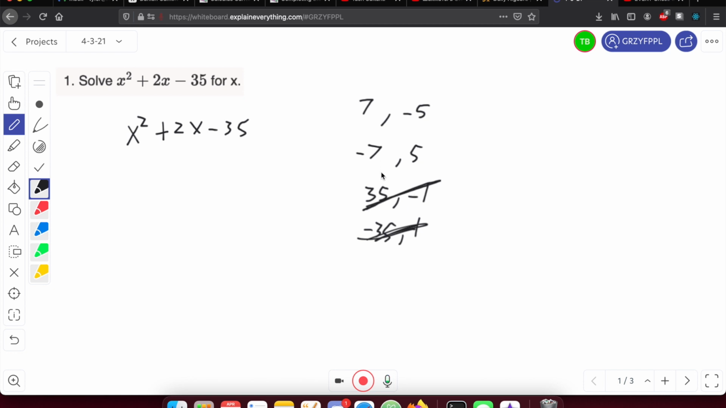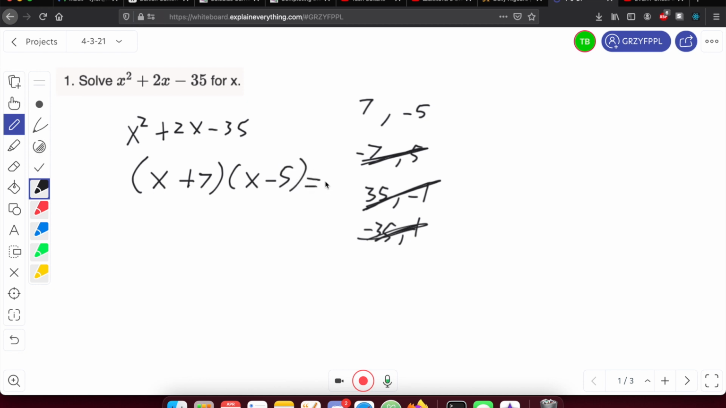Negative 7 and positive 5. We're getting a little closer with this. Negative 7 times 5 equals negative 35, but negative 7 plus 5 equals negative 2. We need a positive 2. Now on to the last one. 7 minus 5 is 2, so we can put this into our factor. We can rewrite this as x plus 7 times x minus 5.